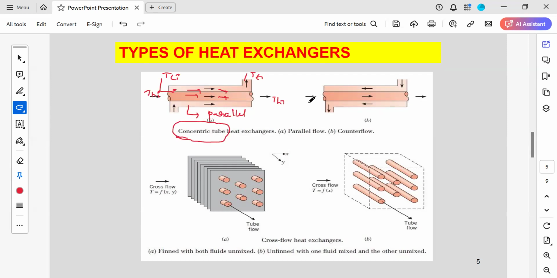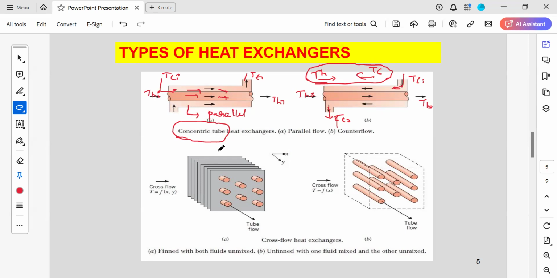So in the second case, this is THI and this is TH naught. And if you see now, TCI is entering and this is TC naught. Since this is the hot fluid direction, TH direction, and this is the cold fluid direction, both will be traveling in opposite directions. That's why it is called counter flow or opposite direction, counter flow heat exchanger.